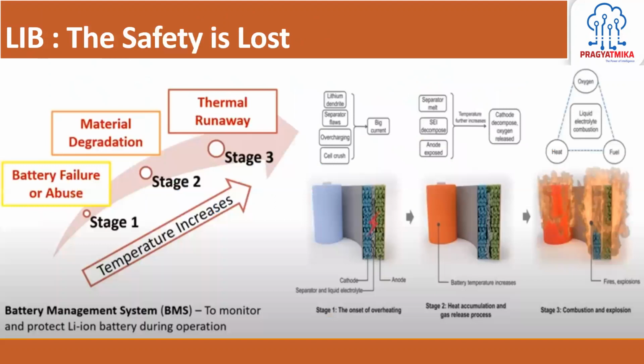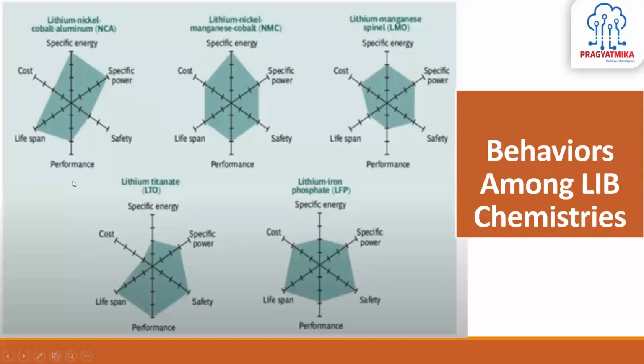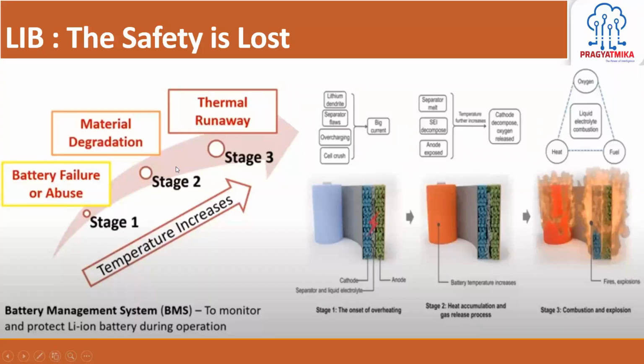Whenever this occurs, it is a stage-wise process. First, it is the battery abuse that you do, which leads to the failure of your battery pack. Second, the material gets degraded and your separator starts vaporizing. Thereafter, your electrodes get into short circuiting, and that short circuiting leads to further vaporization of the electrodes also. And finally, it is the complete thermal runaway.